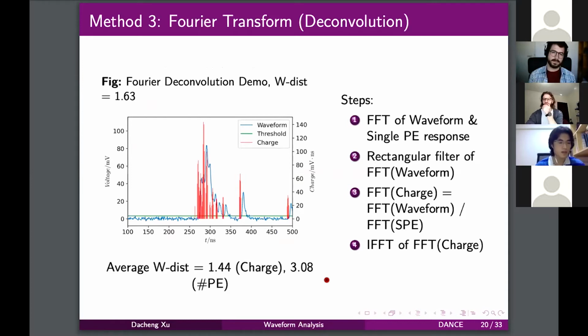And the third one is Fourier deconvolution. We can assume that the waveform is the convolution of the single PE response and the hit time sequence. So we compute the FFT of the waveform and the single PE response, and we add a rectangular filter to the FFT of the waveform. And then we compute the inverse FFT of the quotient of the filtered FFT of the waveform and the FFT of the single PE response. And the Wasserstein distance is shown here.